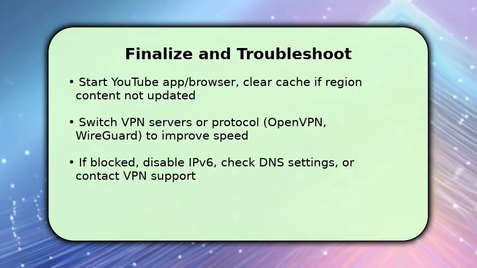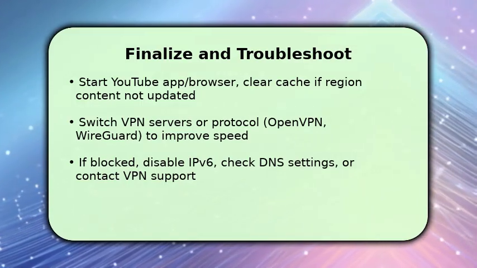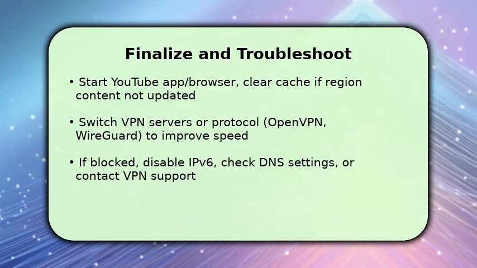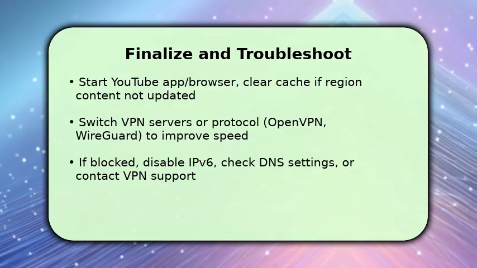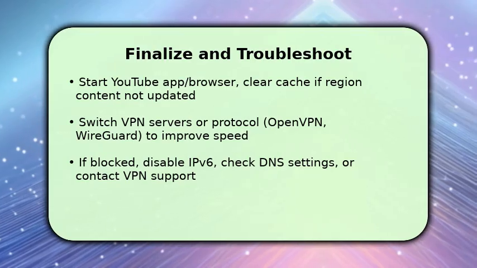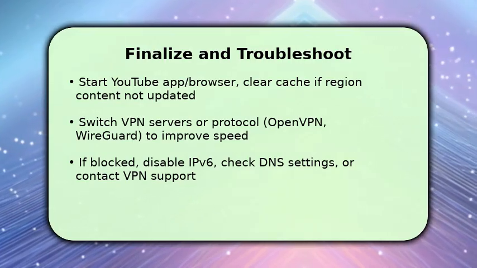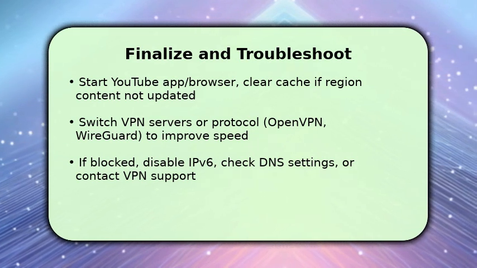Make sure IPv6 is disabled if leaks occur, and confirm DNS uses the VPN's resolver. If YouTube still blocks you, contact VPN support or try a nearby country server. These final checks ensure consistent streaming.